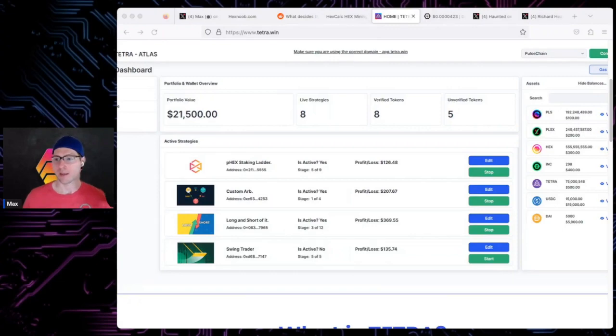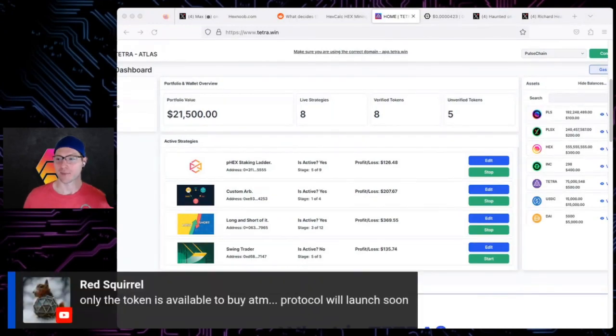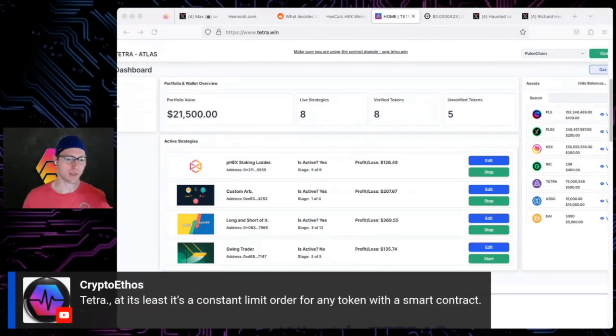So these guys deliver. Pretty cool. Tetra Brass, the only token, protocol launch soon. Yeah, again, if you want to learn more about that, you can check out the stream I did recently, and the clips have been coming out as well. Tetra releases a common limit order for any token's market checker. Yeah, pretty interesting. At least it's a common limit.